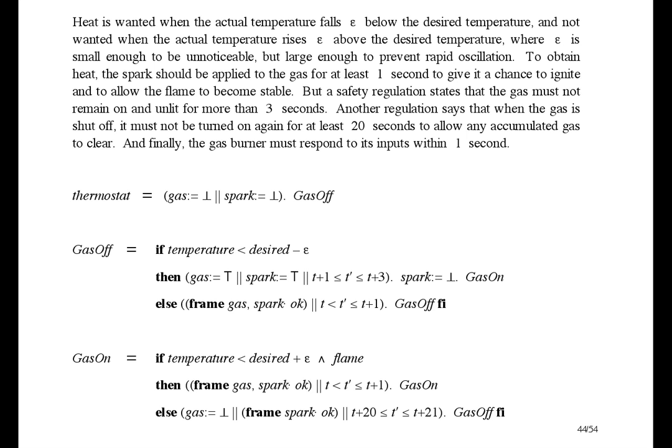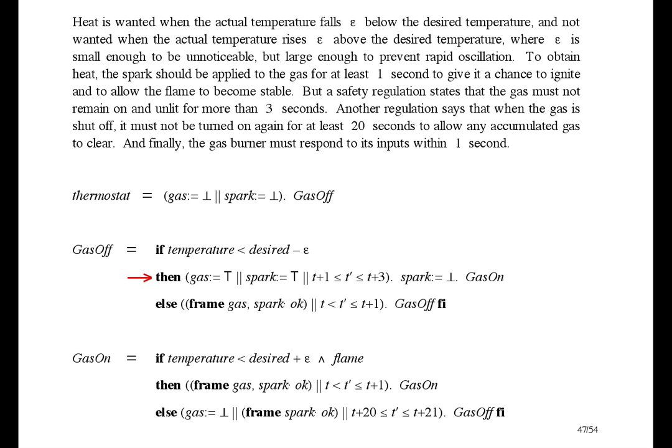Here's my formalization, which is not very far from being a program. We start with the gas and spark off, and then we check if the temperature has fallen more than epsilon below the desired temperature. And if it has, then we turn on the gas and the sparks, and we do this for between 1 and 3 seconds. The informal specification says at least 1 second to give the gas a chance to ignite, but not more than 3 for safety.